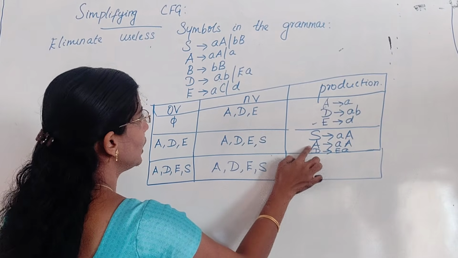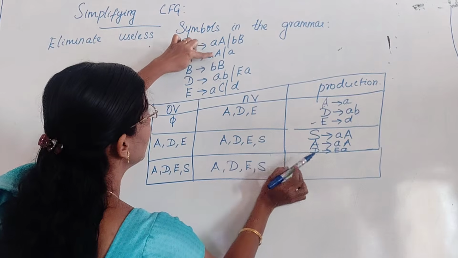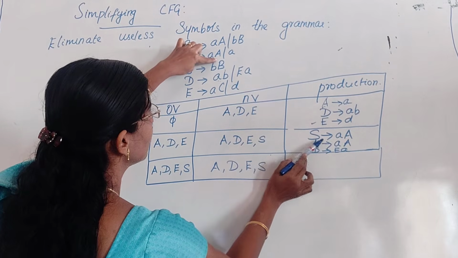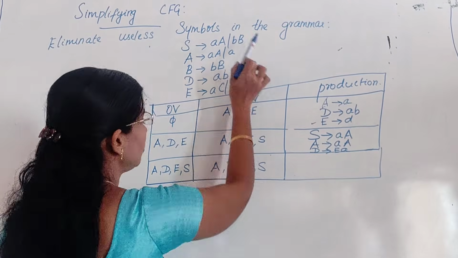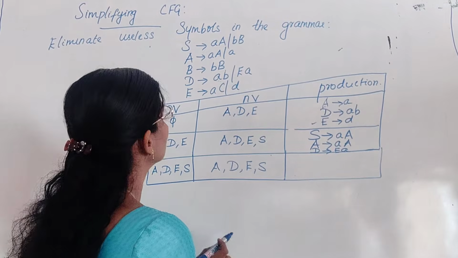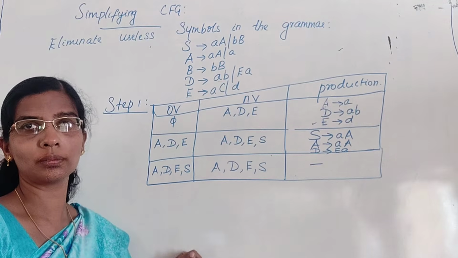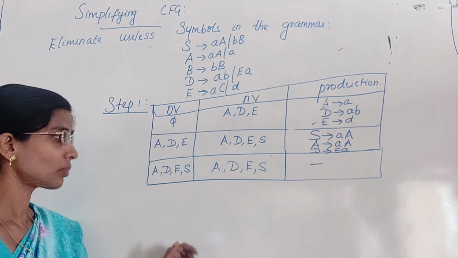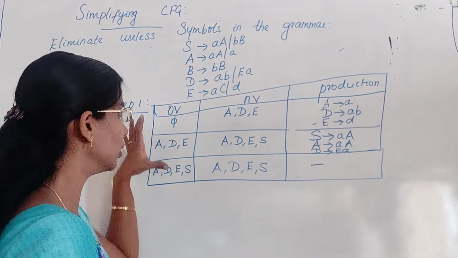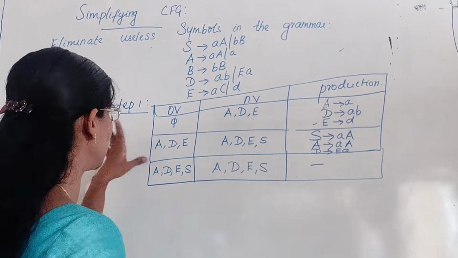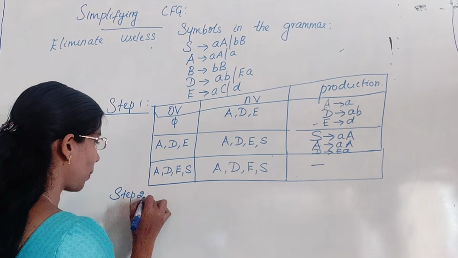A. Right, A I have, but this A I have written already. And next D. I don't have any D. Right, so I'll stop with this. So in the first step, I got these 3 steps. Now moving to step 2.